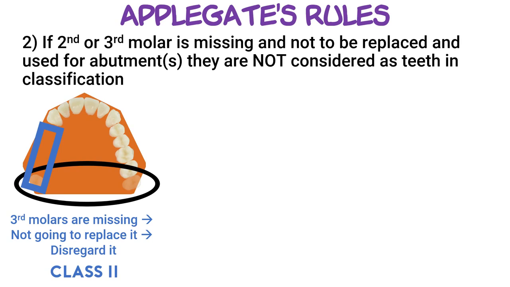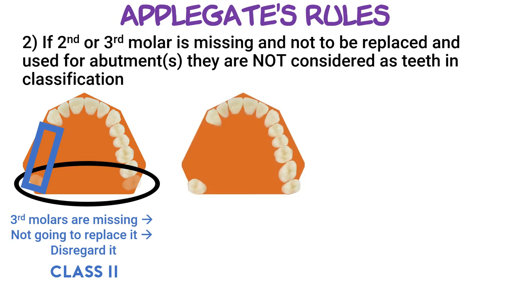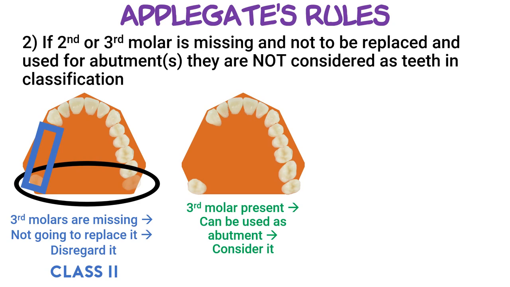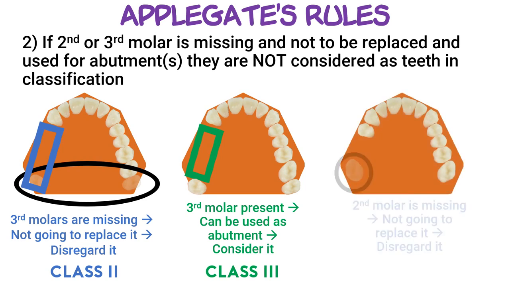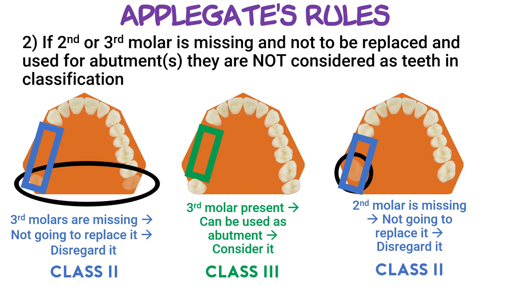On the other hand, if our third molars are present and they are stable enough to be used as abutments, we will consider them as part of our Kennedy classification and treat them as teeth. In this case, we have an edentulous area with teeth both in the front and the back that can be used as support, and thus this will be a Class 3 classification. If our second molar is missing and we have no plan to replace it in the future, we're going to ignore it and treat it as a missing tooth, so this will be once again a Class 2 classification.